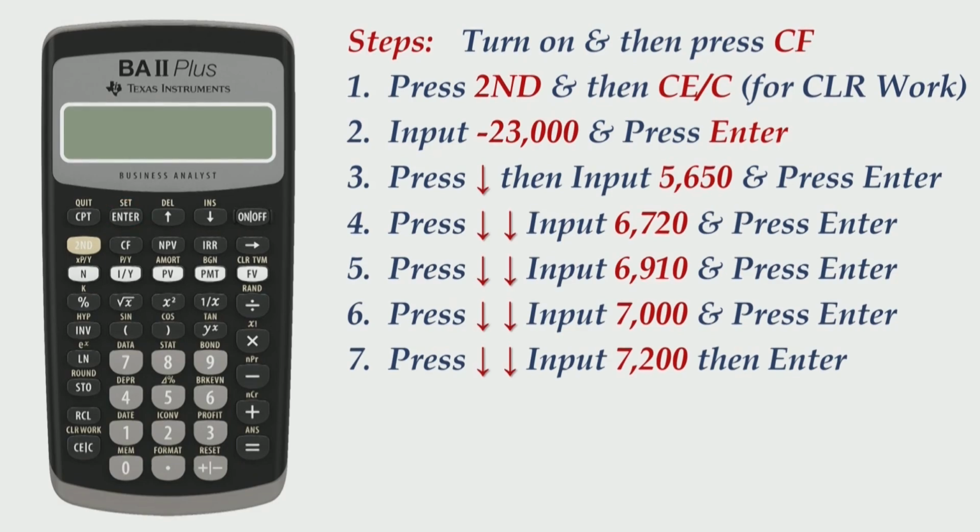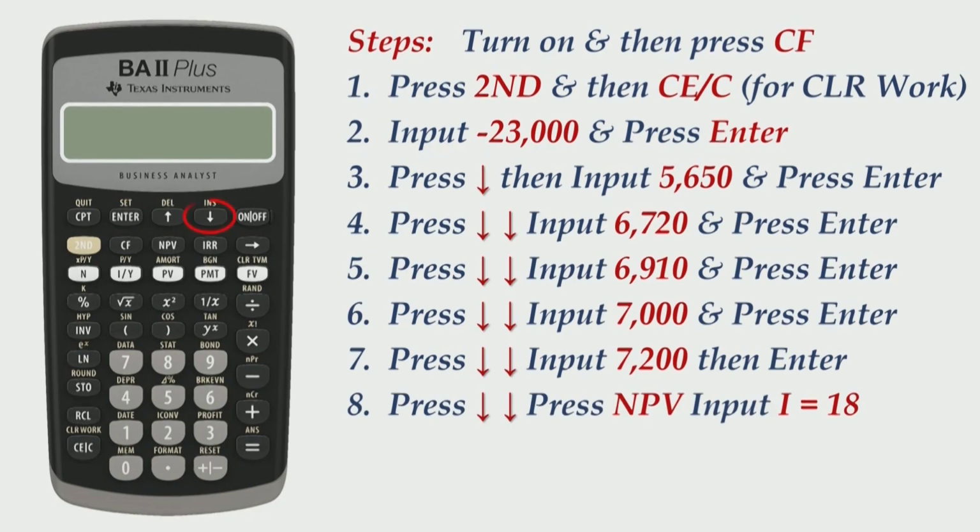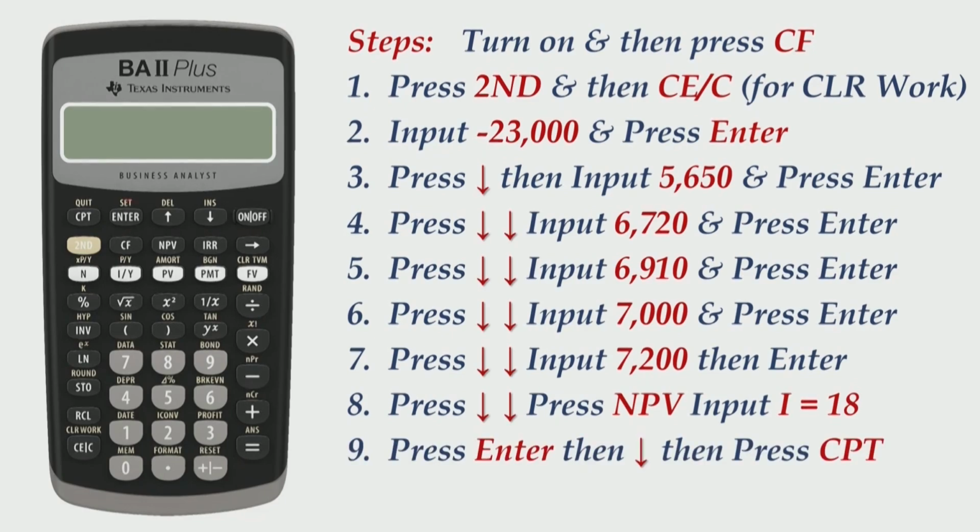Thereafter once again you press the downward arrow key 2 times, 1 and 2. Then you press NPV, and the moment you press NPV, it will demand the input for interest rate. This time the interest rate is 18, so input I equals to 18, and then press enter. Then press downward arrow key only one time. It will disclose NPV, where the NPV value will be 0.